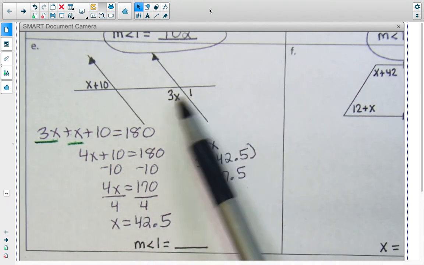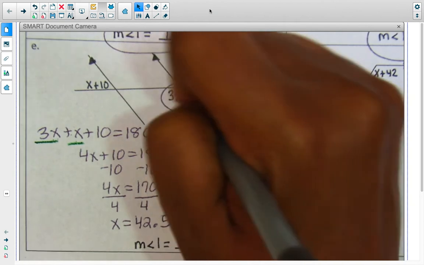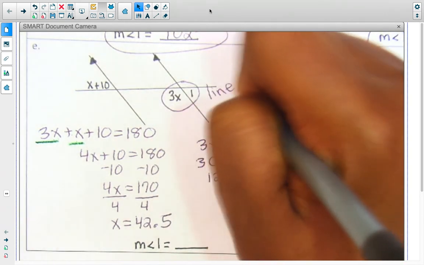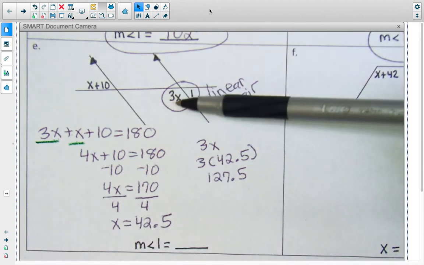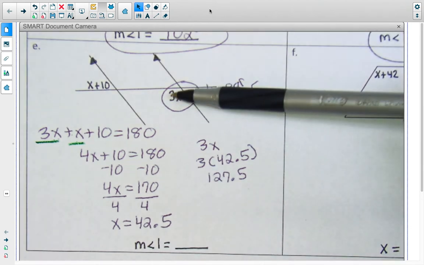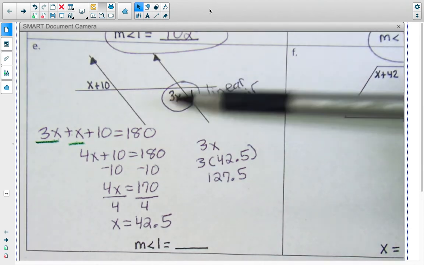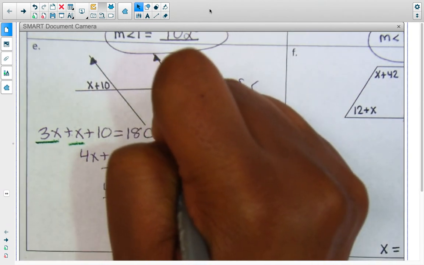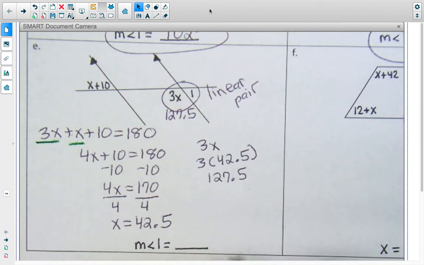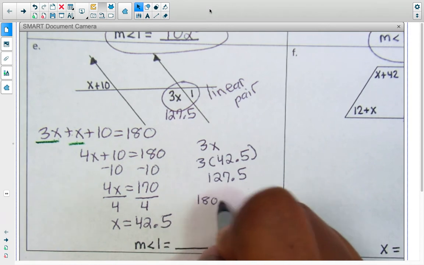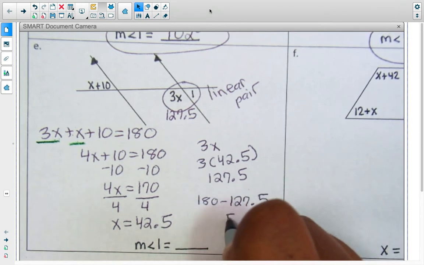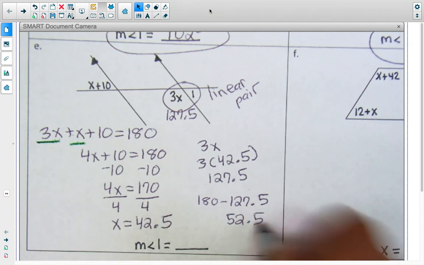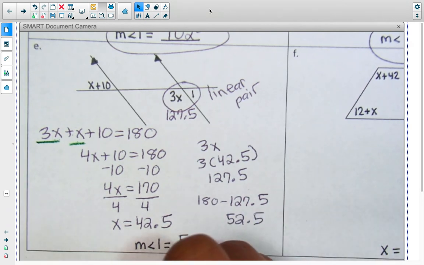Now, this is a linear pair. So the last thing that we need to do, so since these two are a linear pair, and I just found that this angle is 127.5, I now need to do 180 minus 127.5, and that'll give us our final answer for angle 1. So 52 and a half degrees.